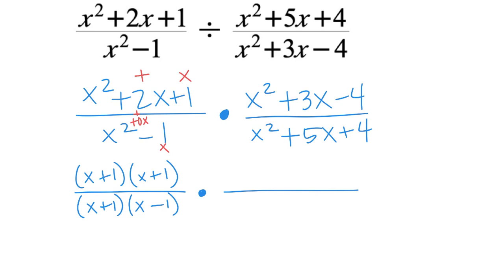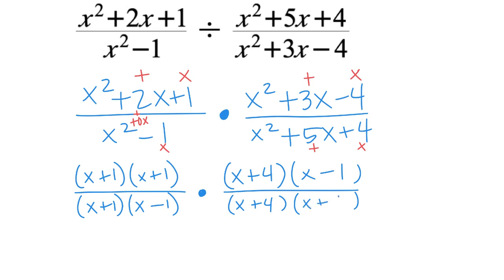All right, up here now again, on the second fraction, multiplying to be negative 4, adding to be 3. So that would be a positive 4 and a negative 1. All right, last one to factor. We're multiplying to be a positive 4, adding to be 5. That would be positive 4 and positive 1.